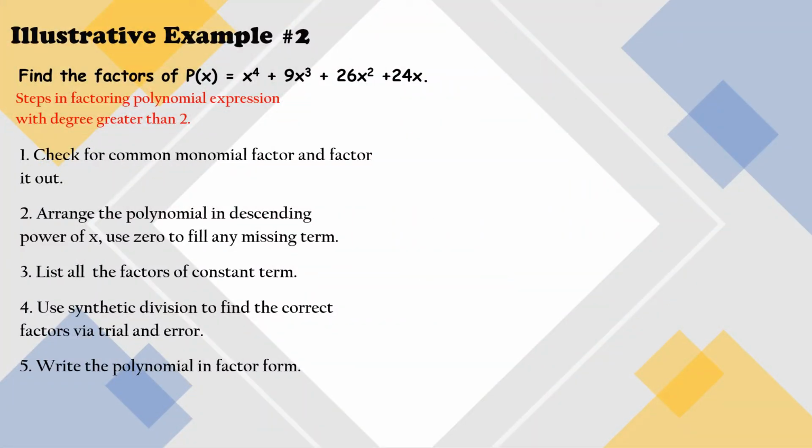Okay, so let's have another example. Find the factors of p of x equals x raised to 4 plus 9x cubed plus 26x squared plus 24x. So step 1 is to check for the common monomial factor and factor it out. Since on our p of x equals x raised to 4 plus 9x cubed plus 26x squared plus 24x, we have a common monomial factor which is x. So we factor it out. So we will have p of x is equal to x times x raised to 3 plus 9x squared plus 26x plus 24. So we're going to set aside the common monomial factor, then we're going to work on the other polynomial.